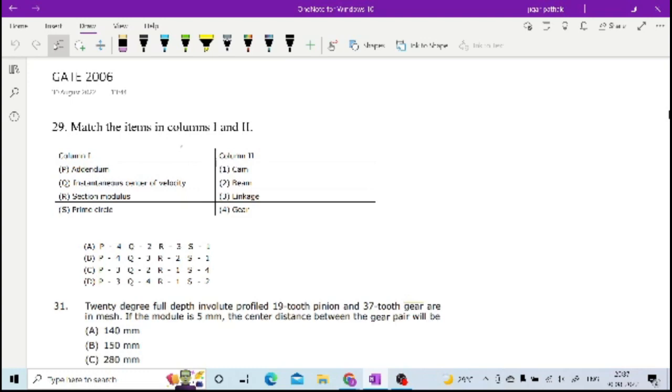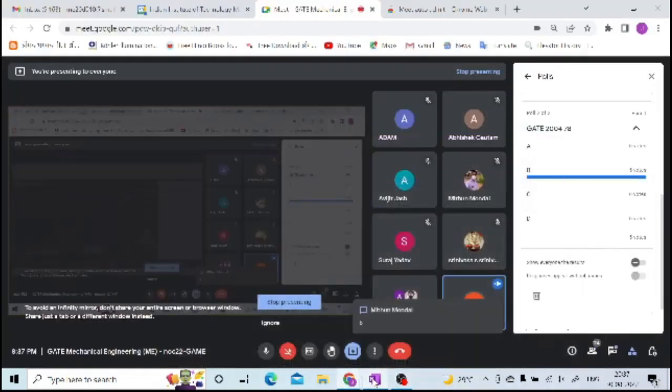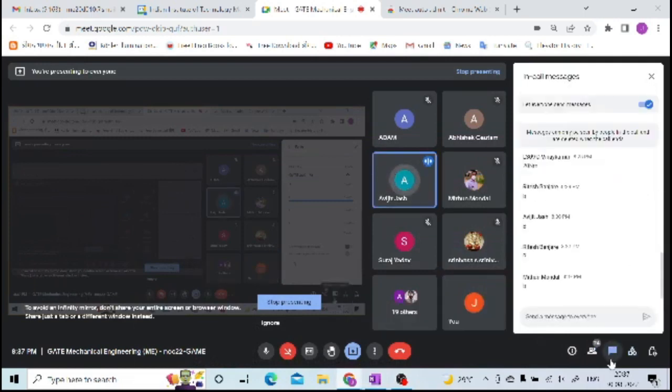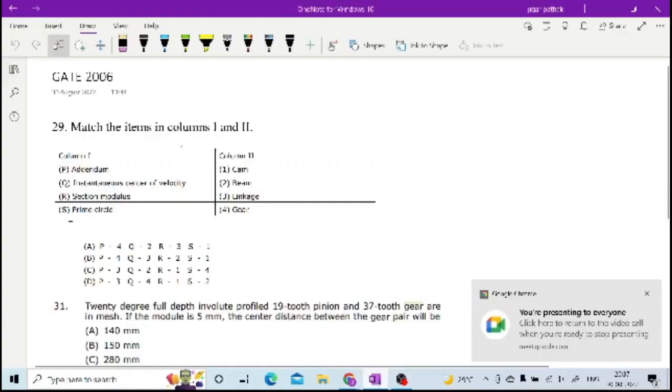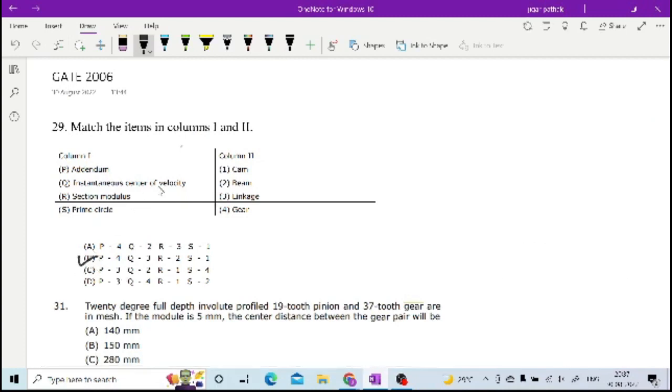Has anybody answered? Yes, sir, the answer is B. Are you sure? What have the others written? Sir, it would be 140 mm. No, no, I am asking about this one, question number 29. Yes, the answer is B, I guess. Many of you have written it correctly.